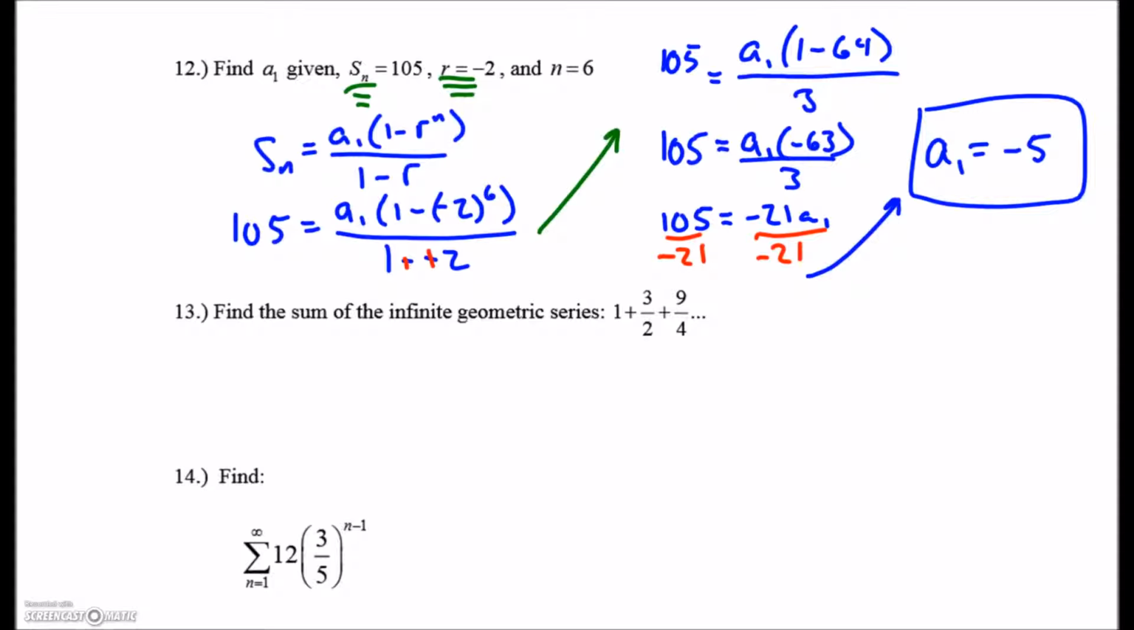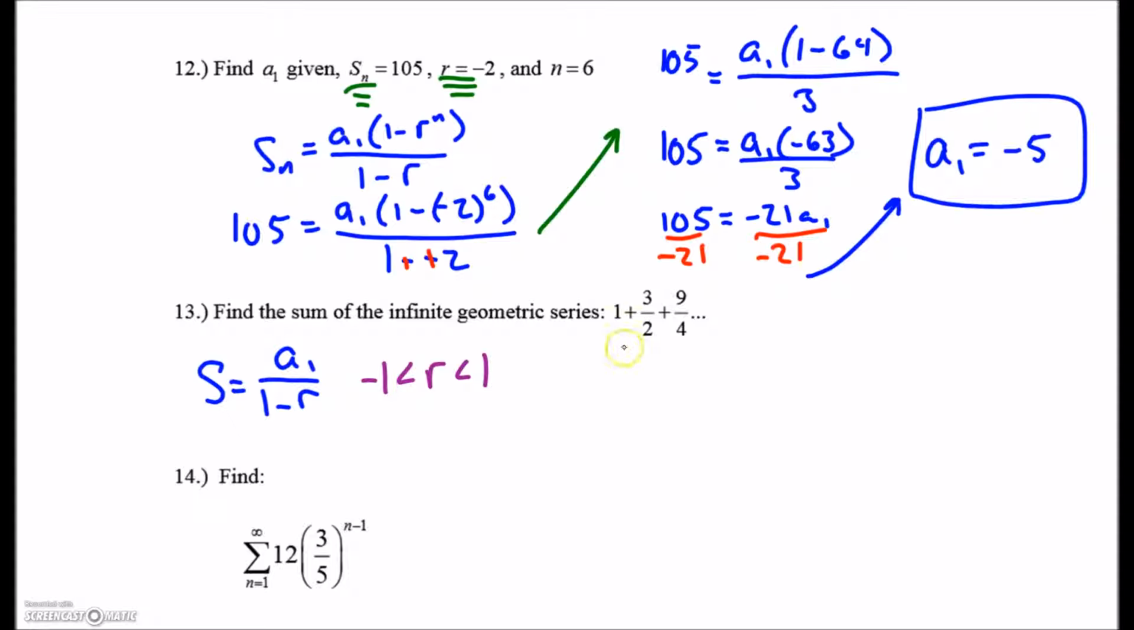For this one, it says find the sum of the infinite geometric series if it exists. So remember, these are the ones where I want to use this formula s equals a sub 1 over 1 minus r, but I can only use that formula if my r value is between -1 and +1. So in this formula, r has to be between -1 and +1, okay? It's got to be a proper fraction.